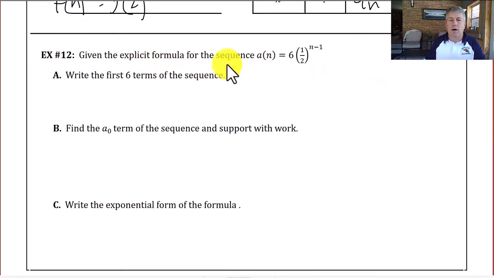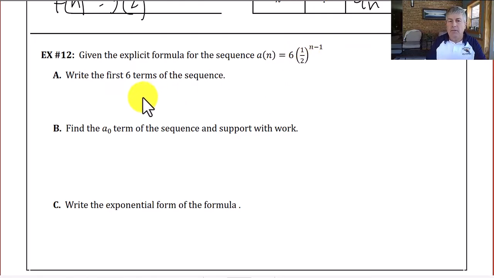In example 12, we're given the explicit formula for the sequence a_n equals 6 times 1/2 to the n minus 1. So we've got a decay formula. Our ratio is 1 over 2. So each subsequent value is going to be half of the previous one. We want to write the first 6 terms of the sequence. So let's go ahead and do those.